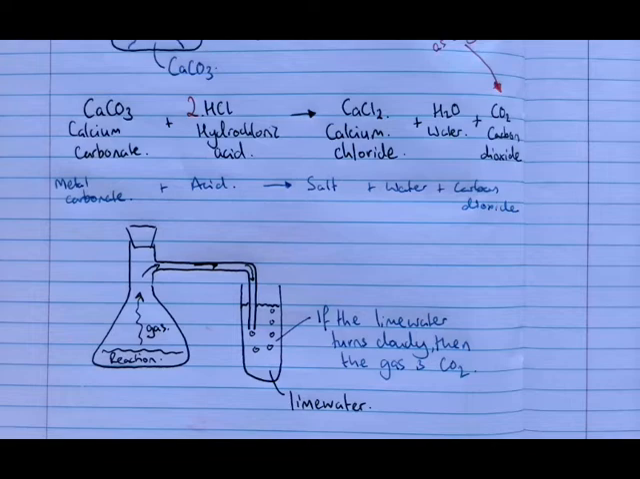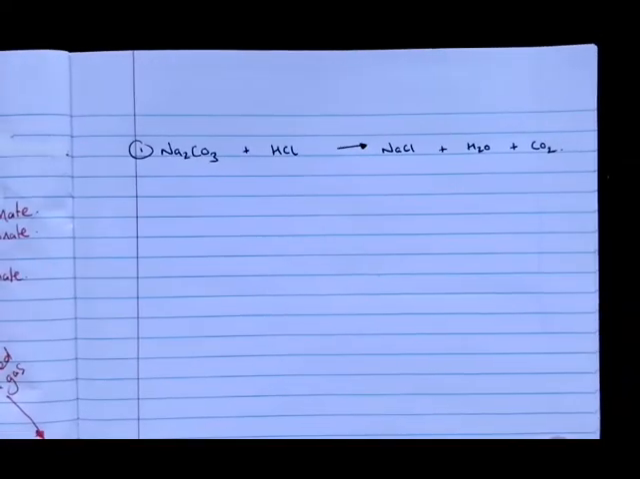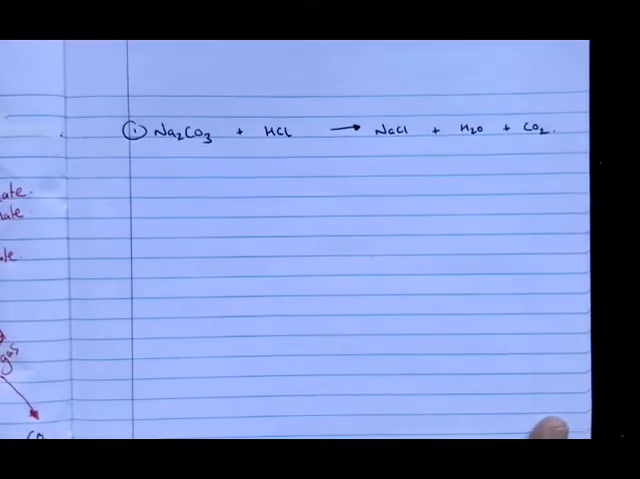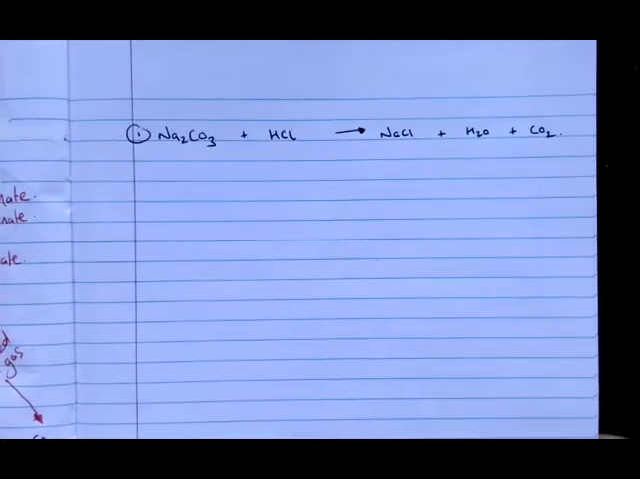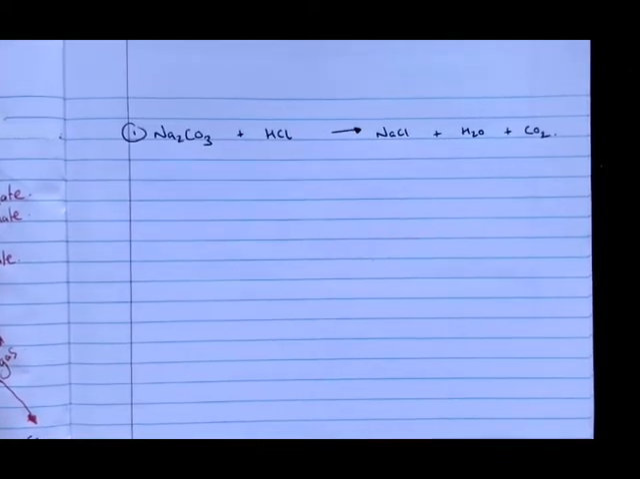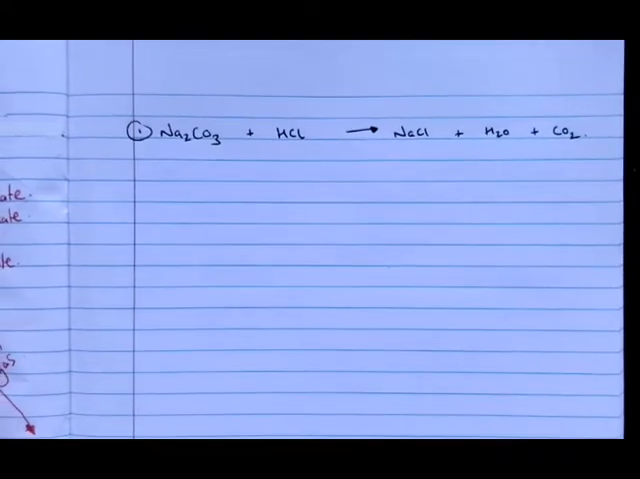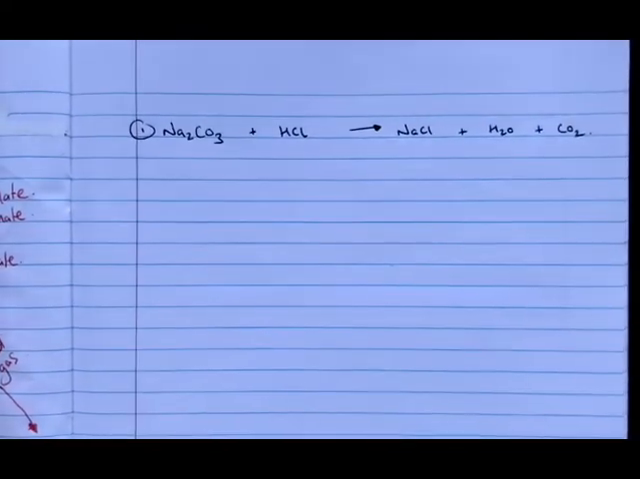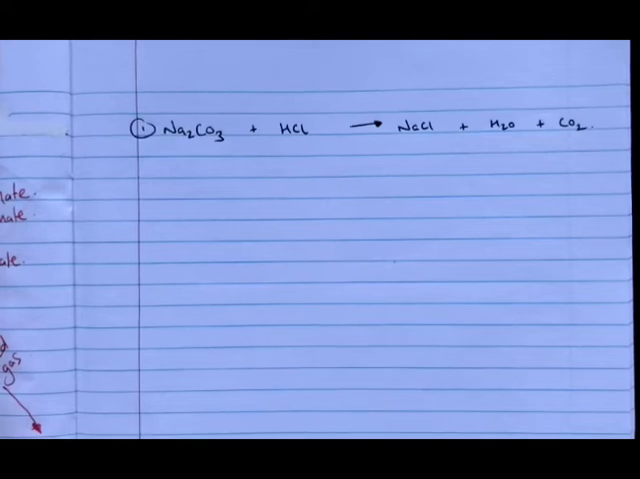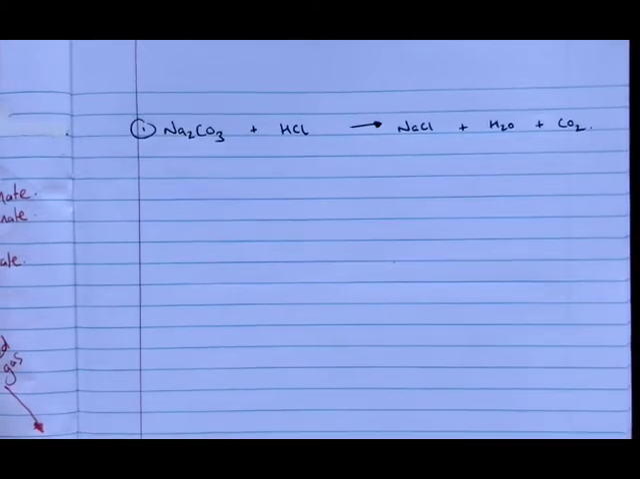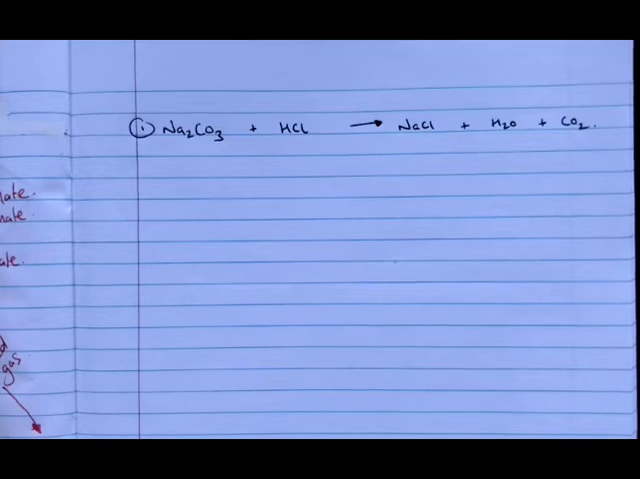Okay, so let's do a little bit of practice for this. Up here, I've written out an equation, and what I would like you to do is pause the video and do two things. The first thing is to balance the equation. And the second thing is to write underneath a word equation. So balance it and then write a word equation.